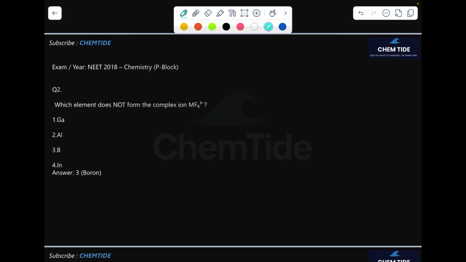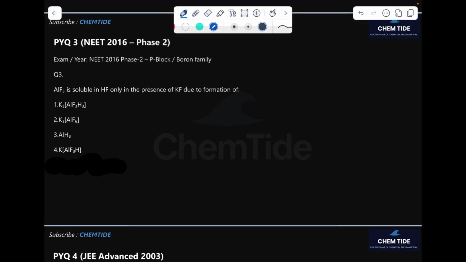Which element does not form the complex MF6 3 minus? It can't be boron because of the absence of d orbitals. The answer given is also the same. So AlF3 is soluble in HF only in presence of KF due to the formation of K3AlF6, because of the formation of the complex.